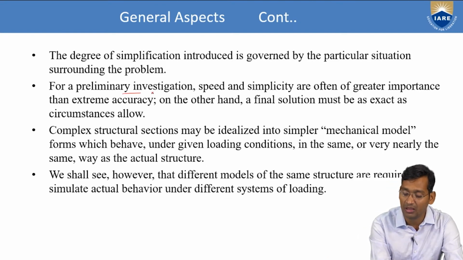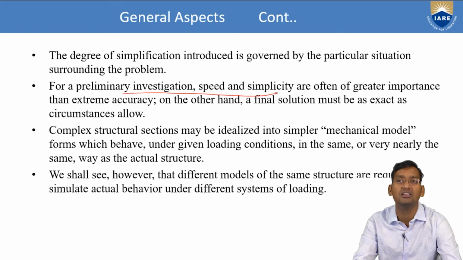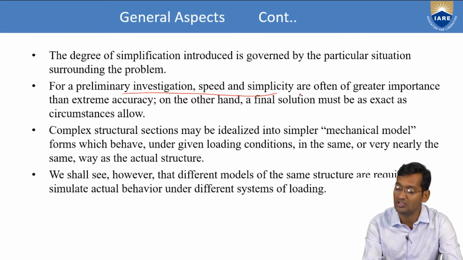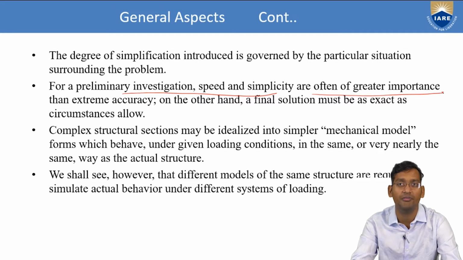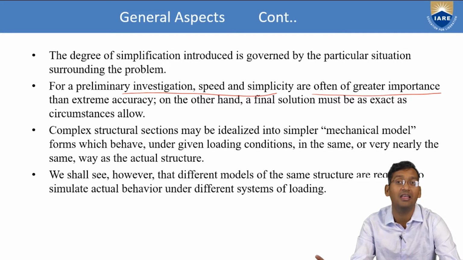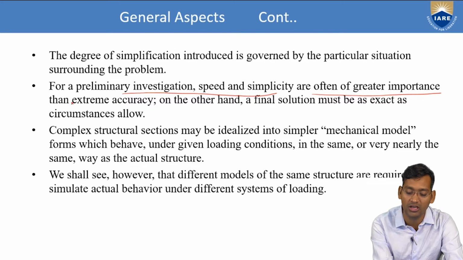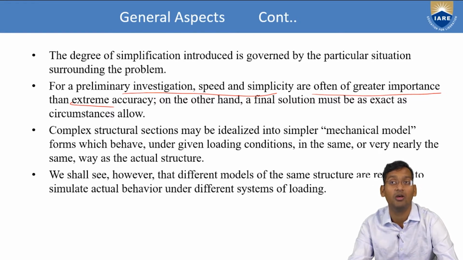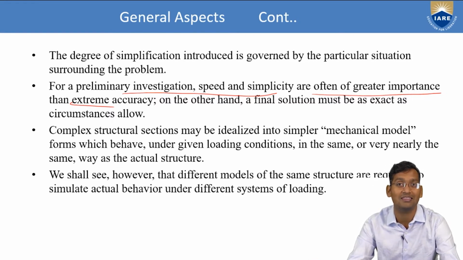So first, in a primary investigation, the data structure should be simple and speed should not get affected; these are often of greater importance. So in a primary investigation, these two have greater importance than extreme accuracy. In the first preliminary, we are not bothered about extreme accuracy. Accuracy is required, but not extreme accuracy. But at the secondary level, it must be as exact as circumstances allow, so as much as we can approach the maximum allowable, or extreme accuracy within those surroundings.